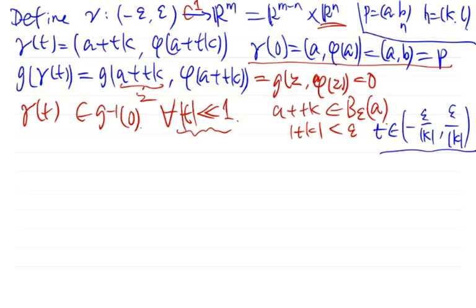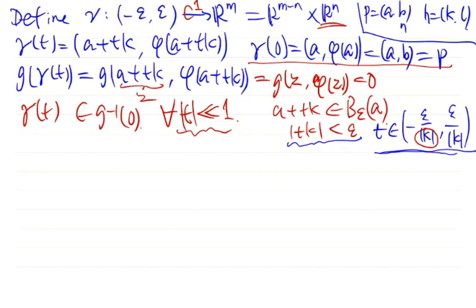Of course, if k is 0, then t can take any value. If k is 0, the norm of k will be 0, so you could not put the norm of k in the position of a denominator. But when k is 0, this is automatically true. So if k is 0, we don't need to do anything. But if k is not 0, then we can take t in this interval.